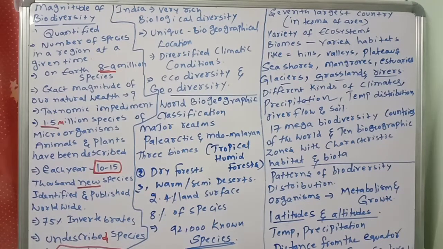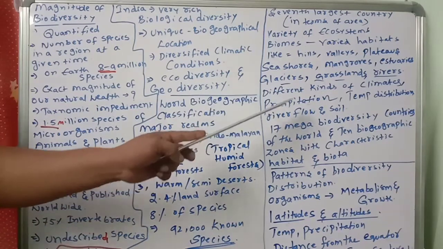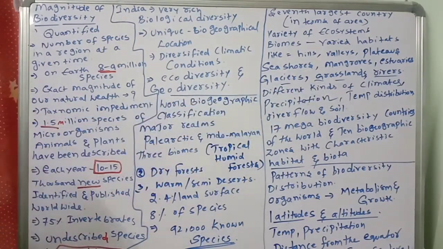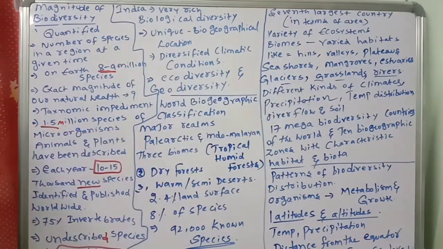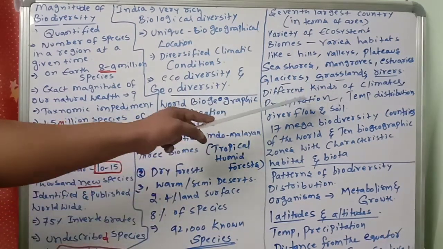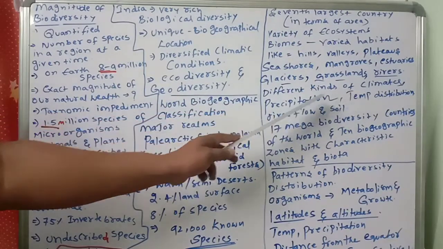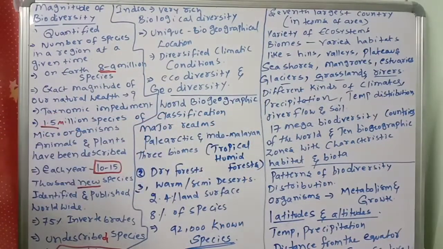Next, India also reflects different kinds of climates: precipitation, rain and snow, temperature distribution, river flow and soil. This is another important point. Different types of soils are also there in India.